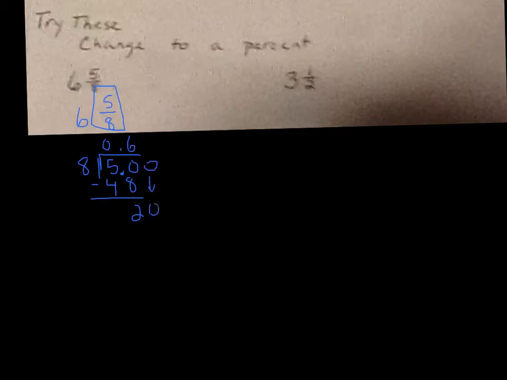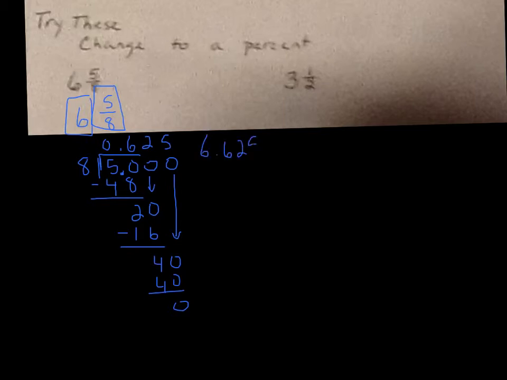bring it down. 8 goes into 20 2 times. 2 times 8 is 16. We subtract 20 minus 16, we get 4. We still have a remainder, so we've got to add another 0. We'll bring that one down. And 8 goes into 40 5 times, and 8 times 5 is 40. So 40 minus 40 is 0. So there is our decimal part. Now remember, we do have this whole number still, right? So we have 6.625, or 6 and 625 thousandths.